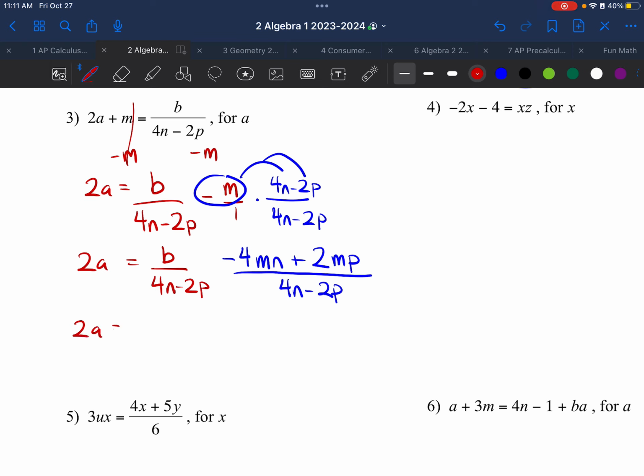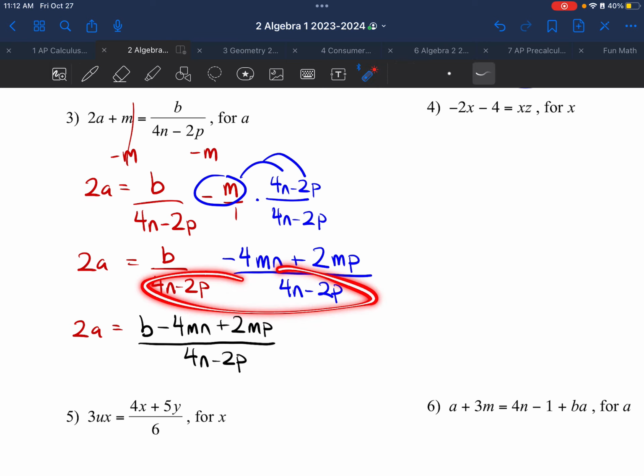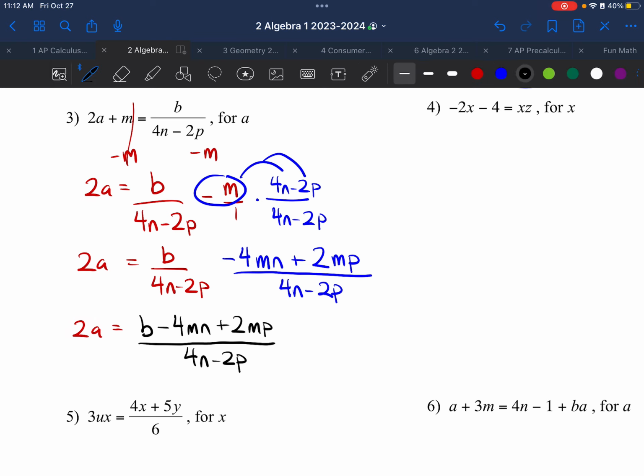It's still 2a over here on the left. But now this right side is going to be b minus 4mn plus 2mp, and this is all over 4n minus 2p because they are like denominators, so you keep the denominator the same, and then you just kind of squish all this stuff up on the top. All right, and finally, we're going to get rid of this 2. The way that we do that is we divide by 2.